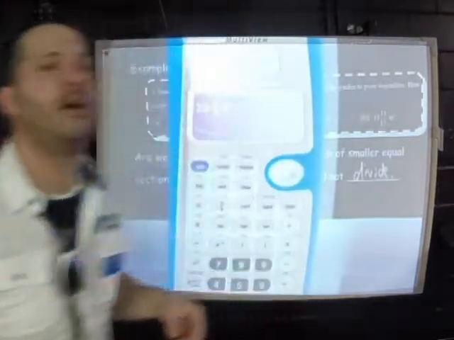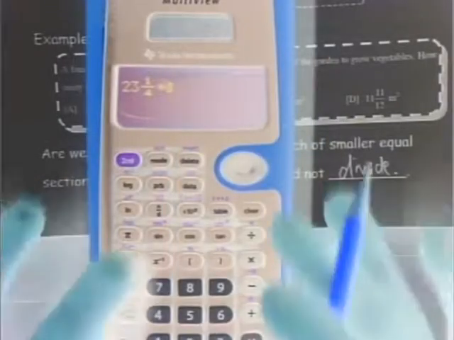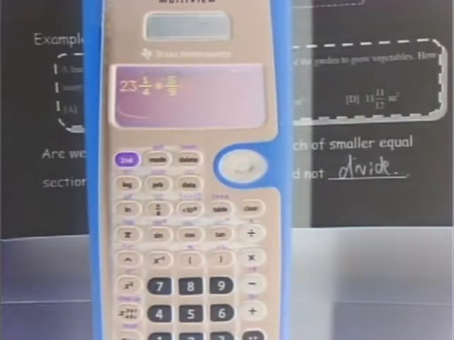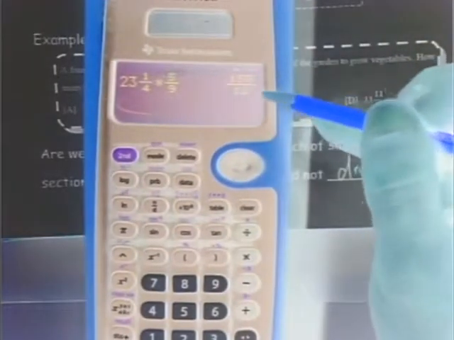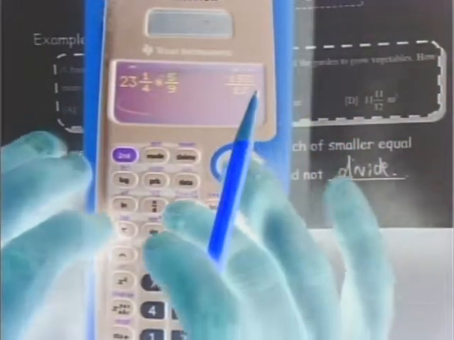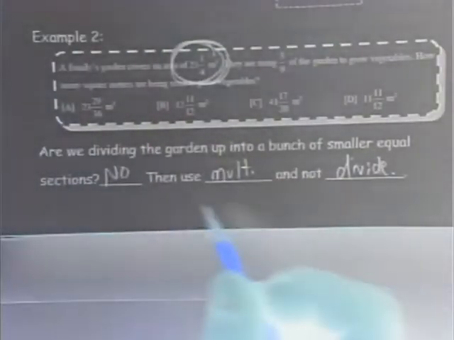Now we're going to take it and multiply by, how much are we going to use for vegetables? 5/9. There we go. Not dividing it, we're multiplying it. You hit enter. Now you probably have to convert it. This is improper. Let's convert it and you will get a mixed number, because all your answer choices here are mixed. You get 12 and 11 twelfths.